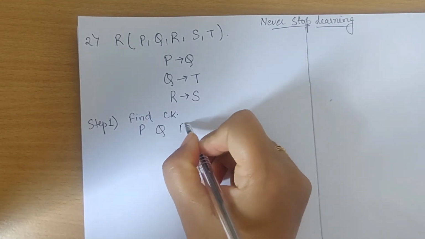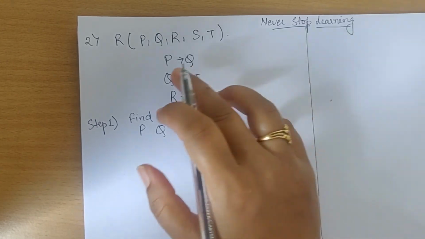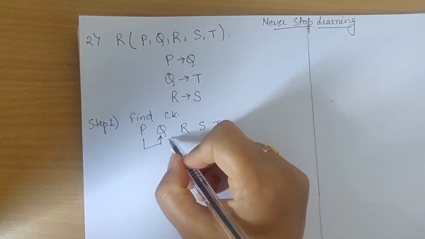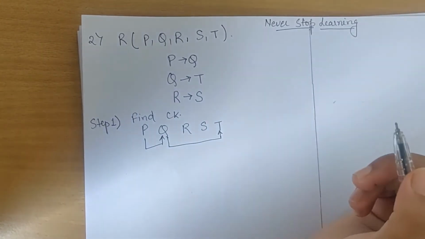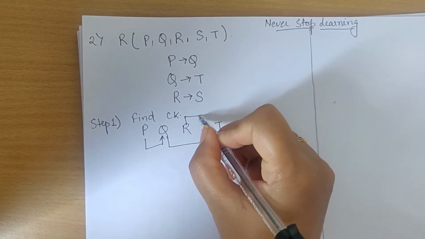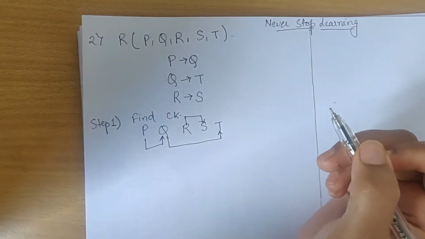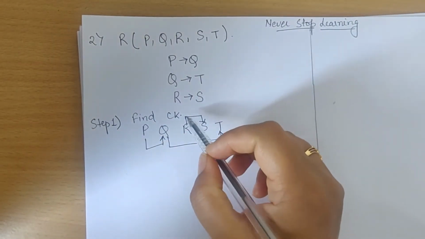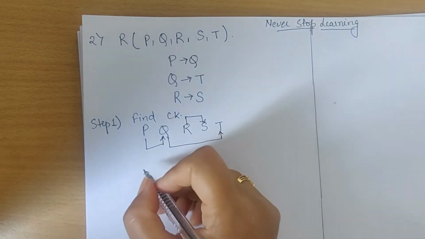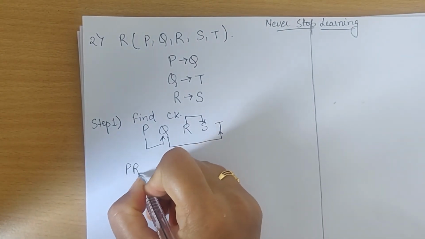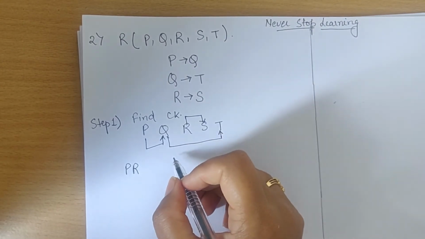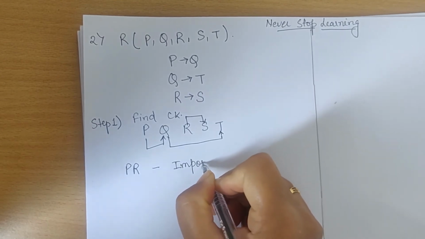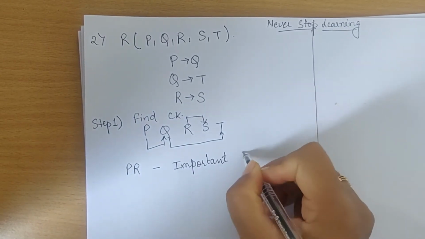So P, Q, R, S and T. Now check the direction. P determines Q. Q determines T. R determines S. So who is the director of the show, who is not getting any direction and only giving the direction? Those elements which are not having any incoming edge: P and R. So P and R are the important attributes, right?